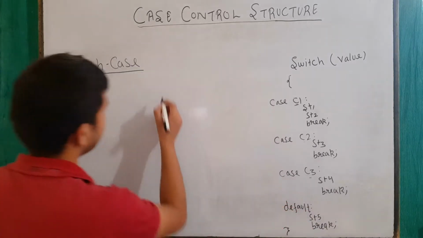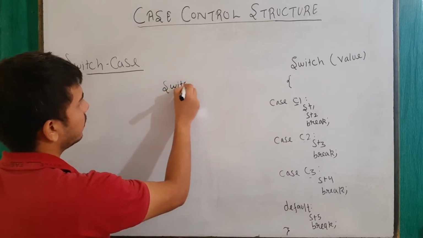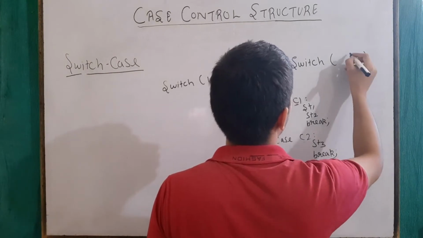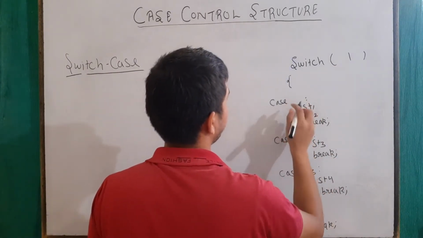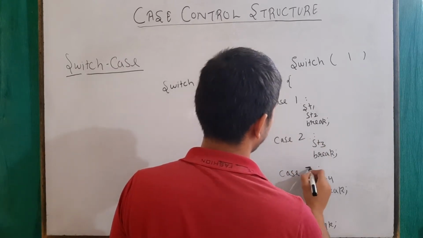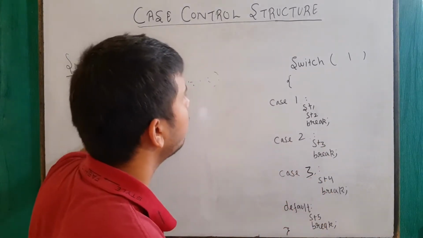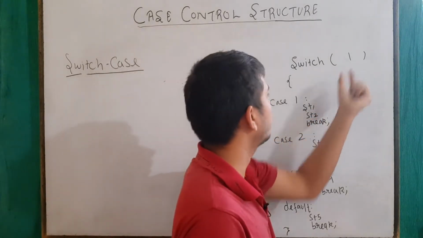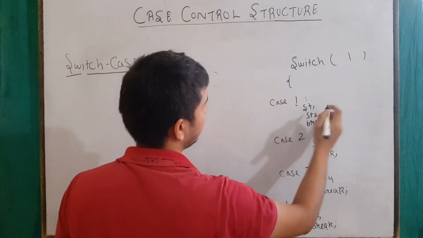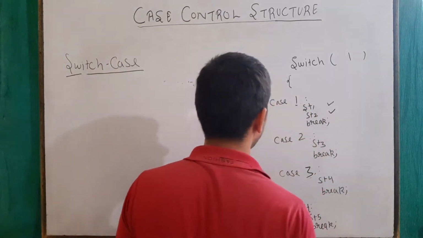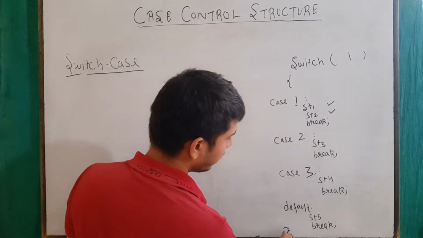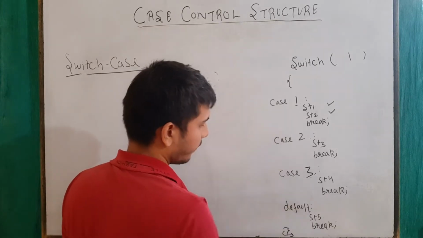For example, let's say the switch value is 1, and instead of C1 it is written 1, here it is written 2 and here it is written 3. Now what will happen? It will see the value is 1. Now which case is true? 1 is equal to 1 here, so statement 1 will execute and statement 2 will execute. As soon as it encounters the break keyword, the control will go next to the switch block.